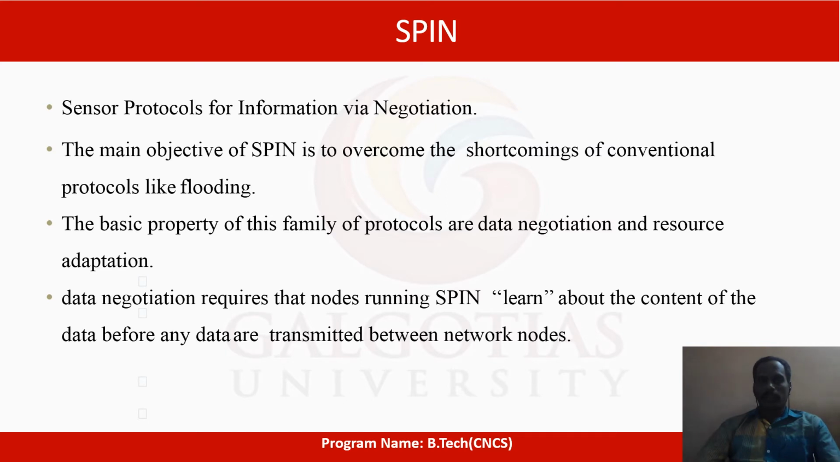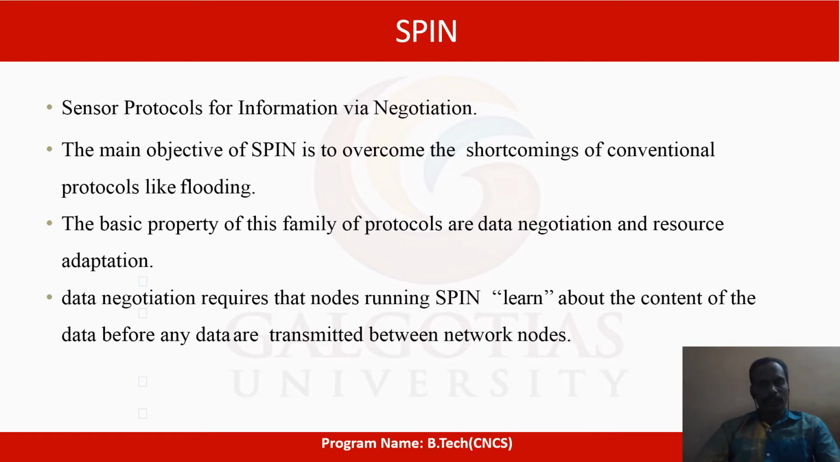SPIN means Sensor Protocol for Information via Negotiation. The main objective of SPIN is to overcome the shortcomings of conventional protocols like flooding. The basic properties of these protocols are data negotiation and resource adaptation. It requires the nodes running SPIN to learn about the content of the data before the data are transmitted between the network nodes.